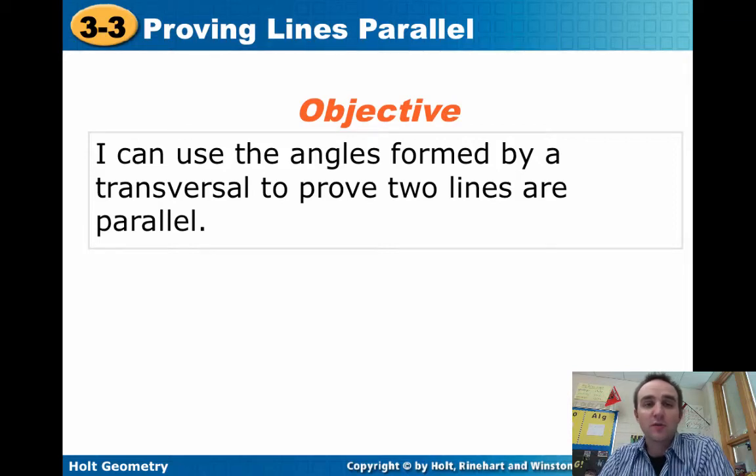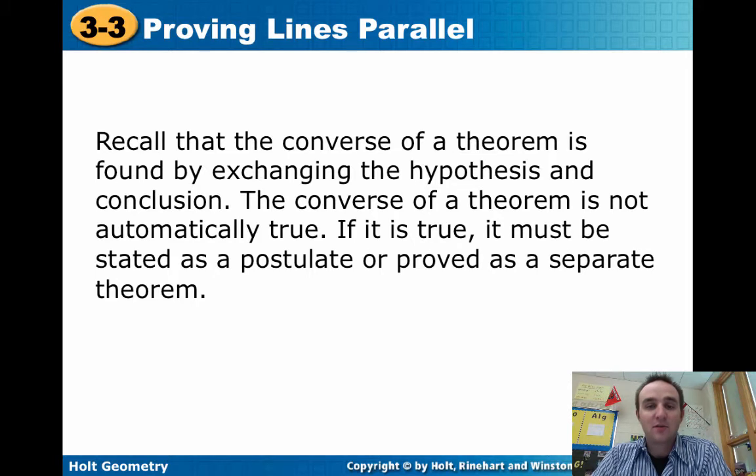Here goes section 3.3, proving lines parallel. Our objective for today: I can use the angles formed by a transversal to prove two lines are parallel. Recall that the converse of a theorem is found by exchanging the hypothesis and conclusion.